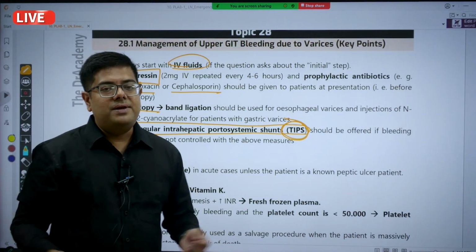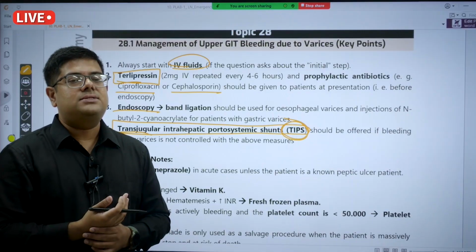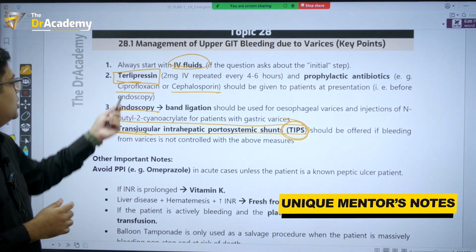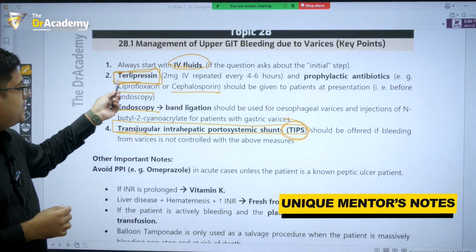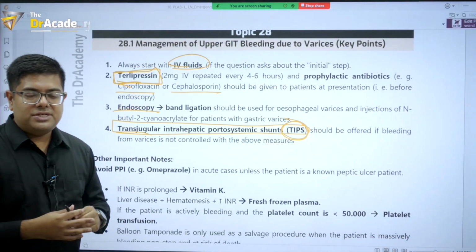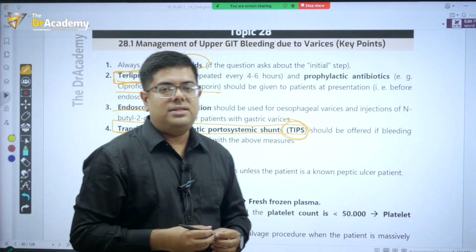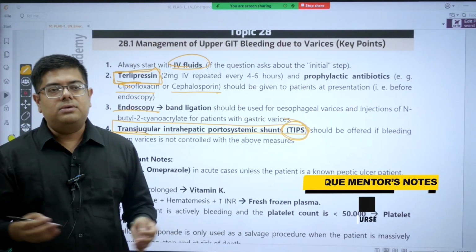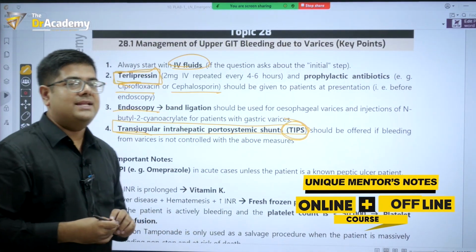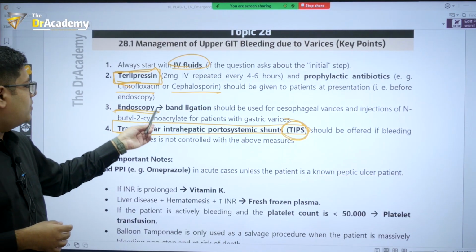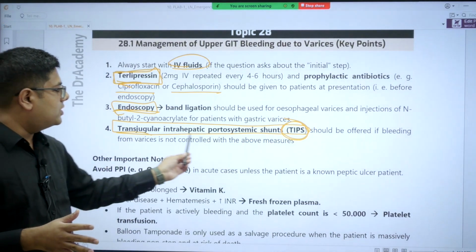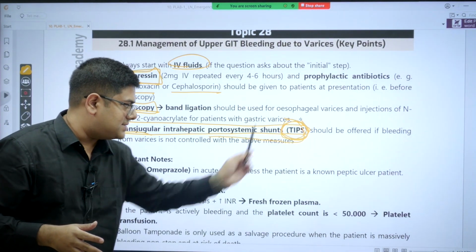So in any GI bleeding, initially what is the management? IV fluid. If the patient has been given IV fluid, step 2, go for this medication, terlipressin, and some antibiotics. You do not need to remember the name of the antibiotics because in every hospital in the UK, they have different guidelines for giving antibiotics. So just remember that you have to give some prophylactic antibiotics. Third step, go for an endoscopy. Fourth step, if everything fails, go for this procedure, TIPS.